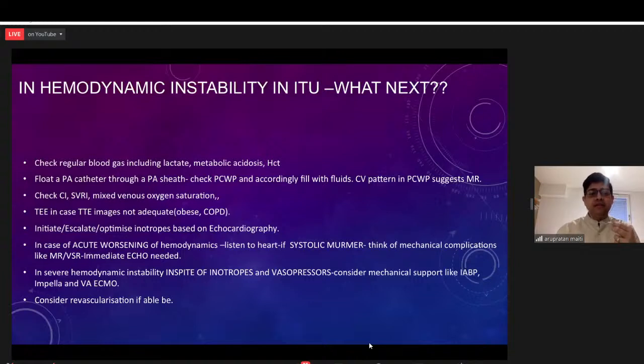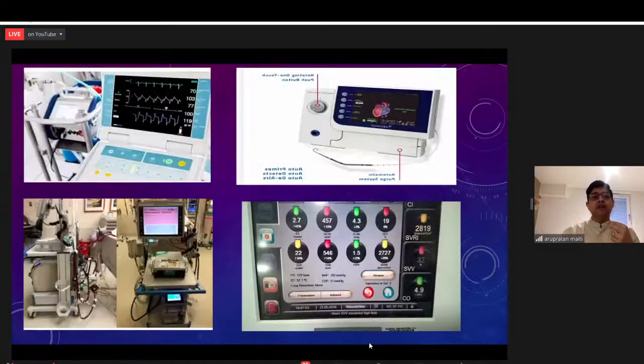And in case of severe hemodynamic instability, in spite of inotropes and vasopressors and medical management, you have to consider a mechanical support like IABP in any patient, and Impella and ECMO for those patients who are younger, less than 65 years. And then once you stabilize with mechanical support, you have to consider revascularization if able.